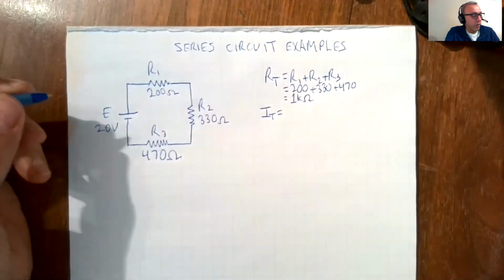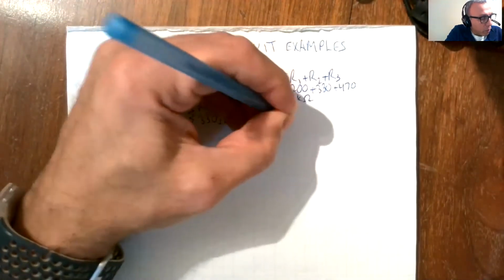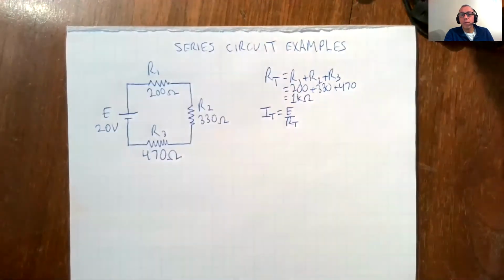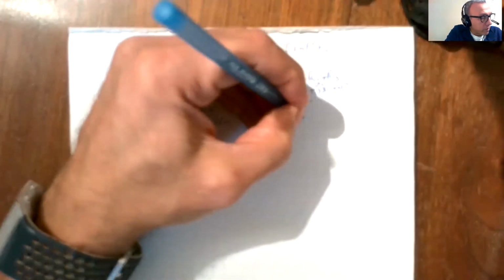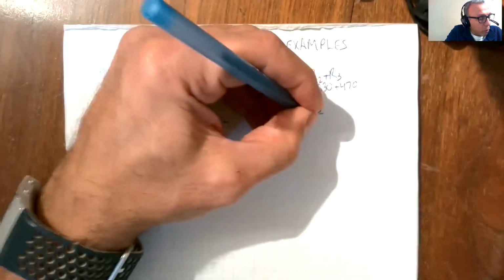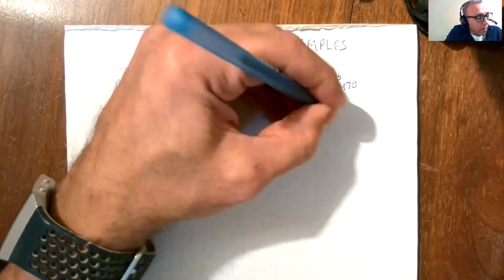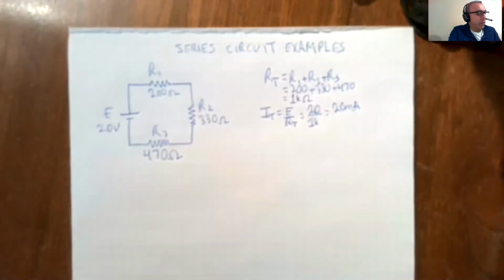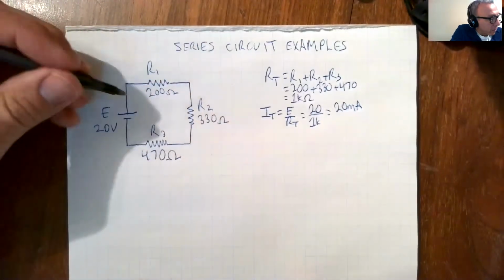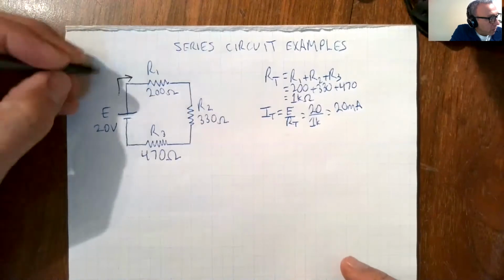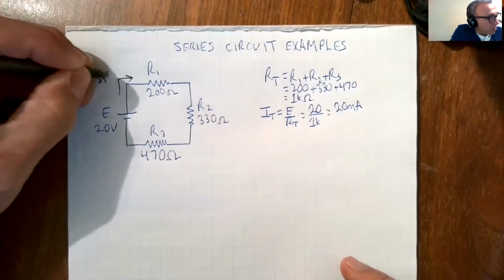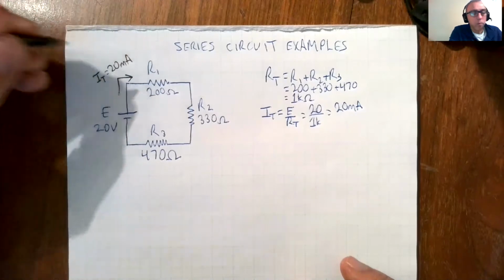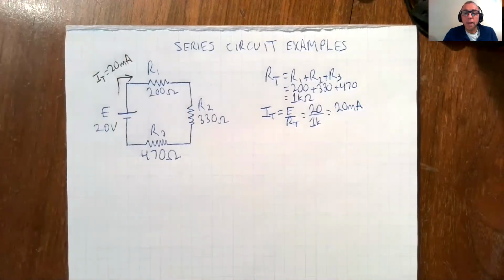So now, IT, we want to find the total current. We know that's E over RT, total voltage over total resistance, which is 20 volts over 1K. And that gives us 20 milliamps. So we know now that current in this circuit, IT, is 20 milliamps.